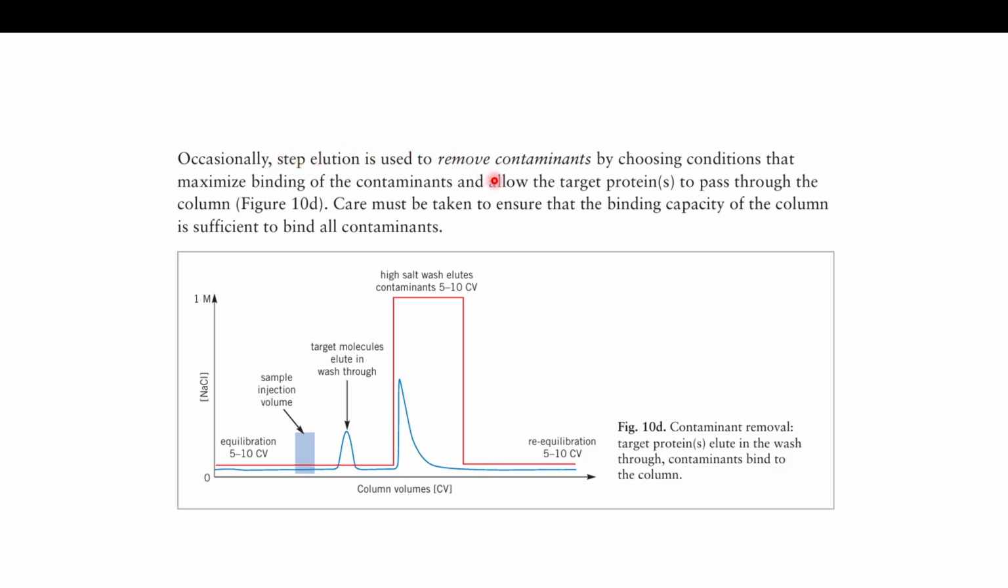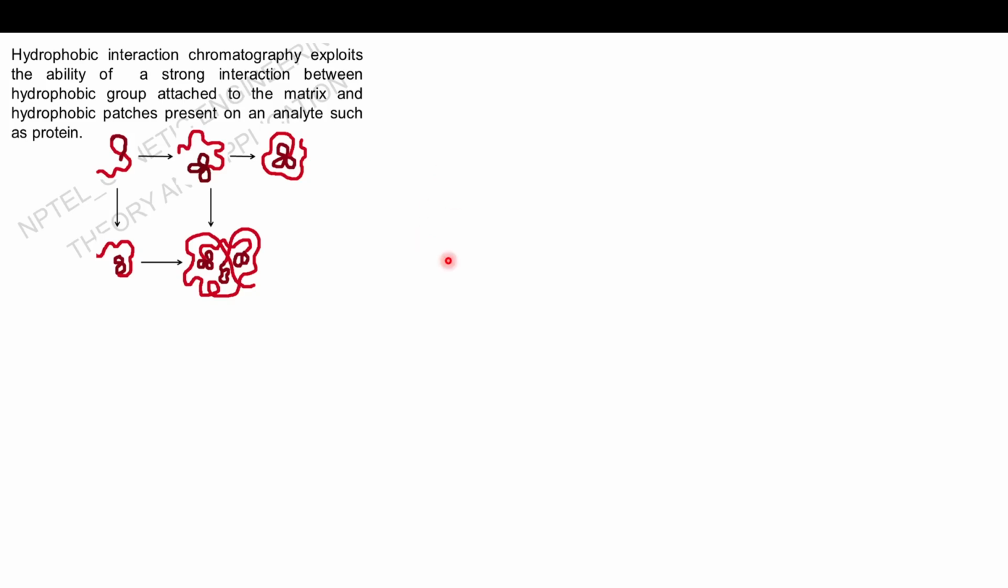Also, step elution can be used to remove the contaminants, basically the molecules which are not of your interest but are still there in the sample mixture. Step elution is used to remove contaminants by choosing conditions that maximize the binding of the contaminants and allow the target proteins to pass through the column. So care must be taken to ensure that the binding capacity of the column is sufficient to bind all the contaminants. So we looked at ion exchange chromatography.